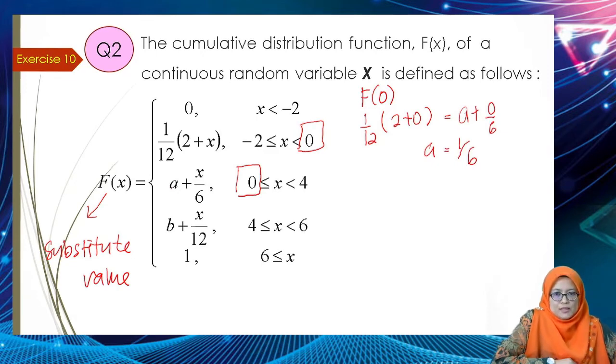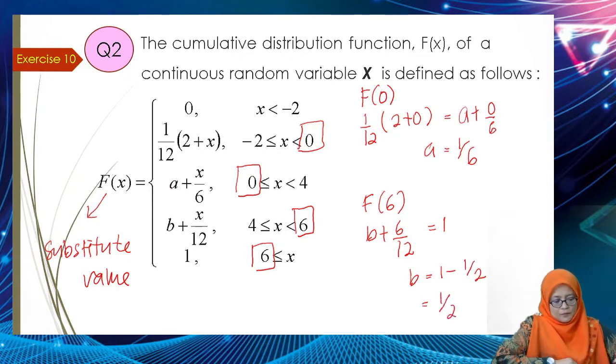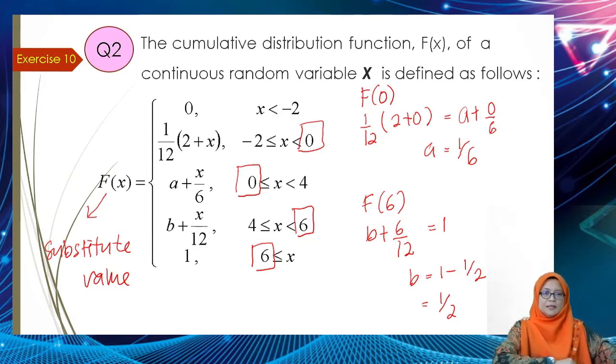Okay, so then untuk cari b, kita akan compare untuk x equal to 6. So kita ambil f6. Okay, so f6 untuk function first, b plus 6 over 12. So equalkan dengan nilai 1. Okay, so then simplify, kita akan dapat b equal to 1 minus 1 over 2. So b equal to 1 over 2. Okay, so kita dapat nilai constant a and b.